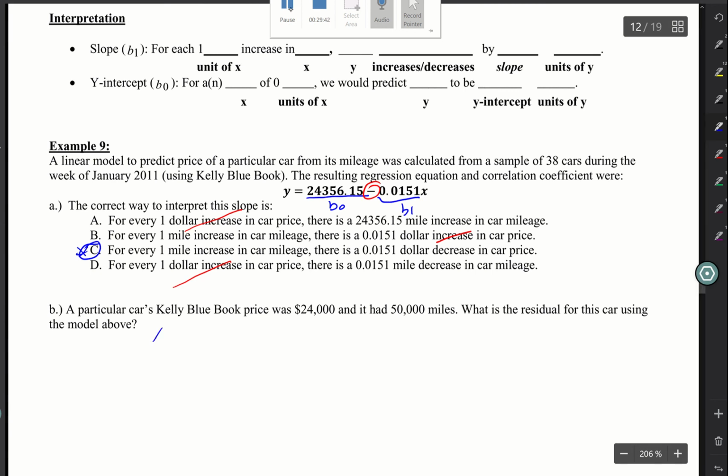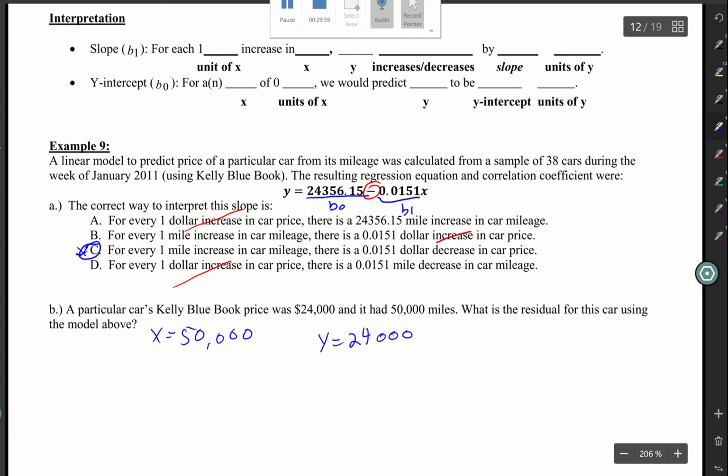Use the X. What's X? 24. Well, 24 is money. So 50,000 is my X. Y is this 24,000. And a residual means we need a predicted amount.